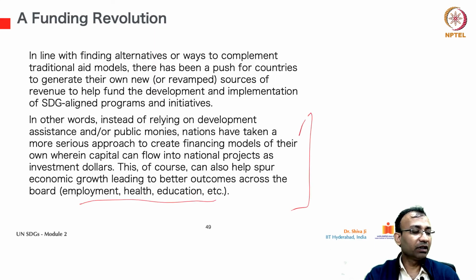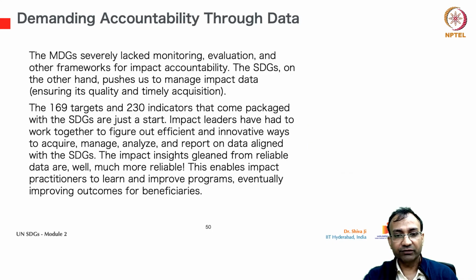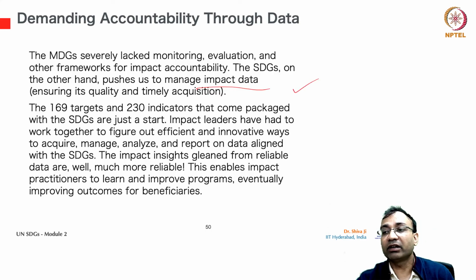So there are multiple benefits at different dimensions. The MDGs severely lacked monitoring, evaluation, and other frameworks for impact accountability, like how to assess, how to correct, how to rectify certain things. Those were the lagging points. The SDGs, on the other hand, push us to manage impact data, ensuring its quality and timely acquisition. So you are able to measure it, you are able to gauge it, you are able to rectify it, right? So it forms a kind of feedback loop. You know what a feedback loop is.